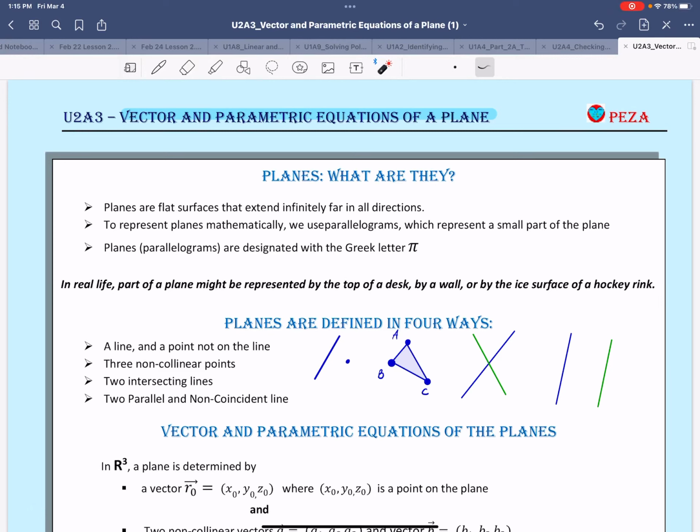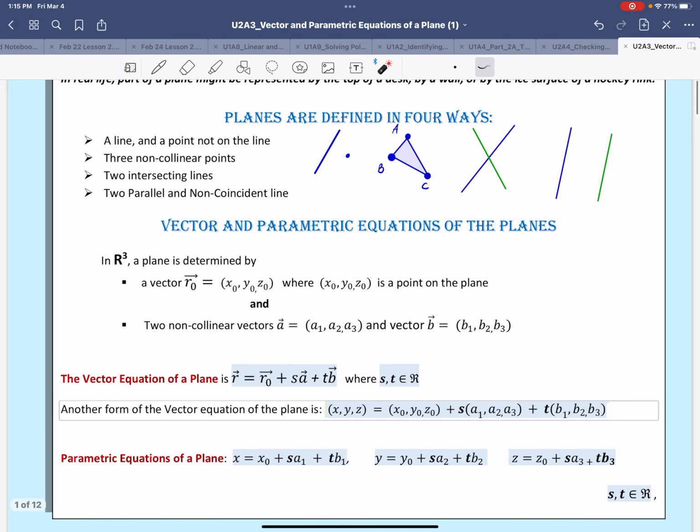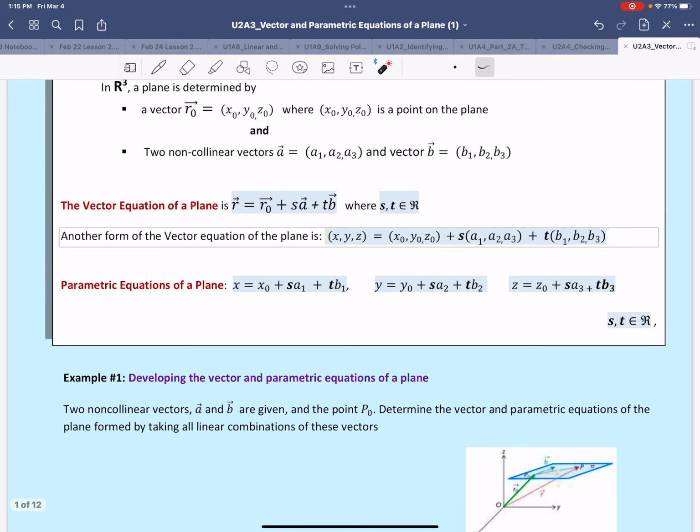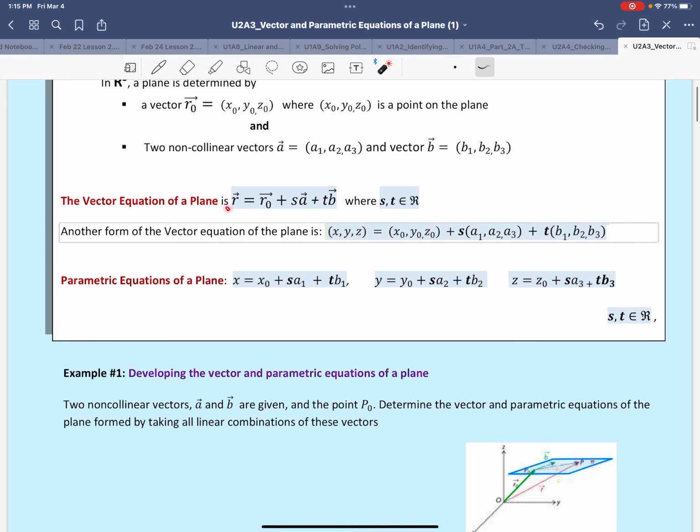Hello and welcome back to the second part of lesson U2A3, Vector and Parametric Equations of a Plane. Remember, in the first part we looked at how to physically draw a plane and learned the formula for the vector equation of a plane, which is r, that would be any vector on the plane, equals r0, the starting vector, plus a scalar multiple of the direction vector a plus a scalar multiple of direction vector b.